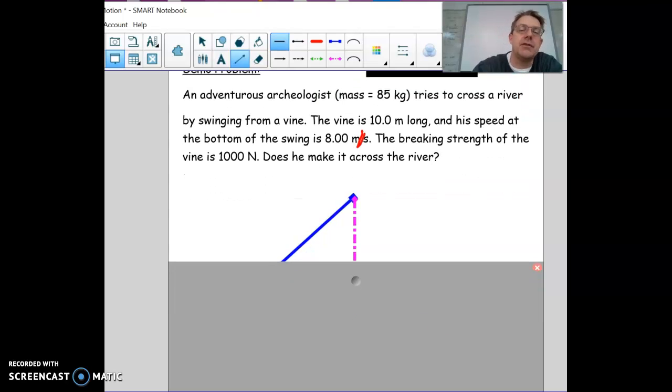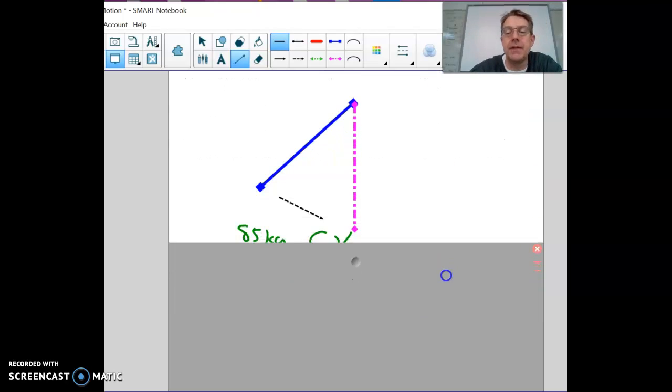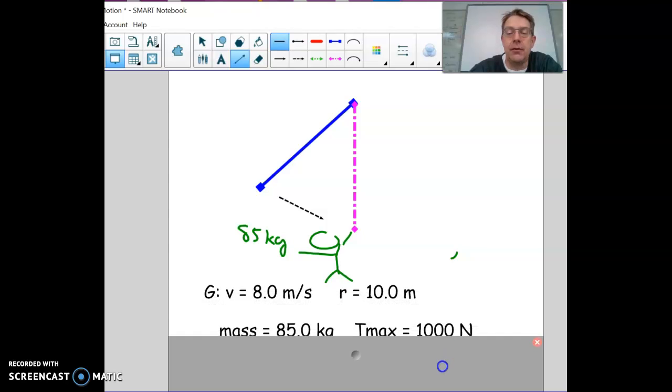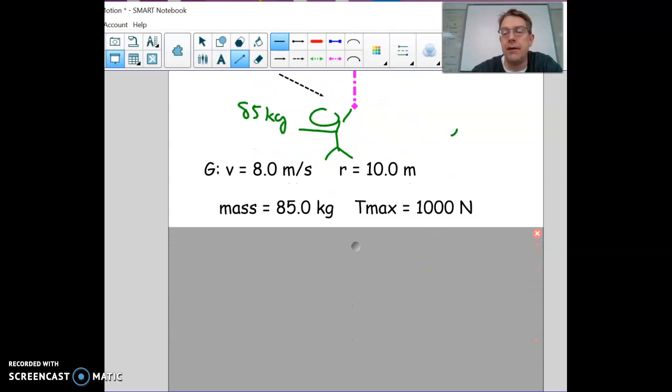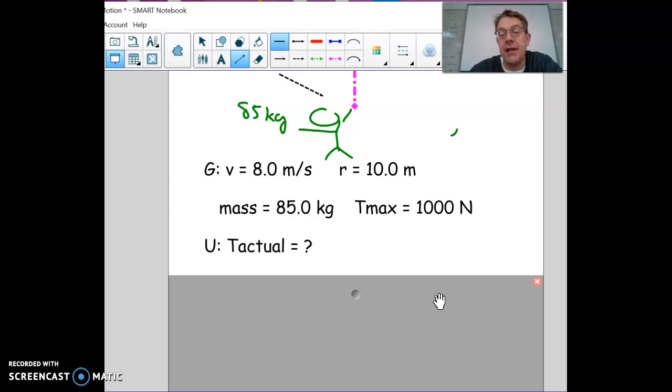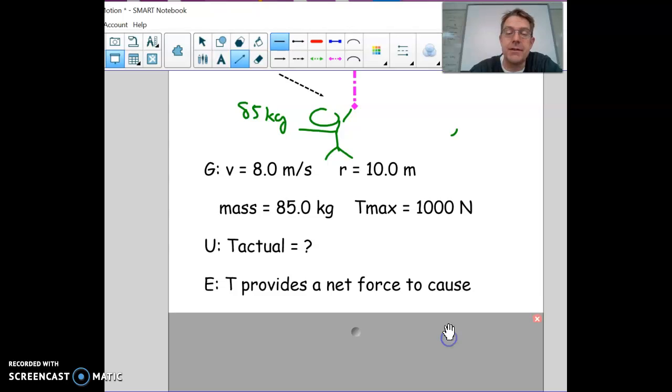Okay, so let's depict this situation. Think of it in terms of free body diagrams. You've got an 85 kilogram person. The velocity at the bottom is 8 meters per second. The radius here, which is important, is 10 meters. And the maximum tension that this vine can hold is 1,000 newtons. So let's take what we talked about previously. What is the actual tension? If the actual tension is greater than this maximum tension that this vine can hold, the cord is going to snap. If it doesn't, he's going to successfully make it across.